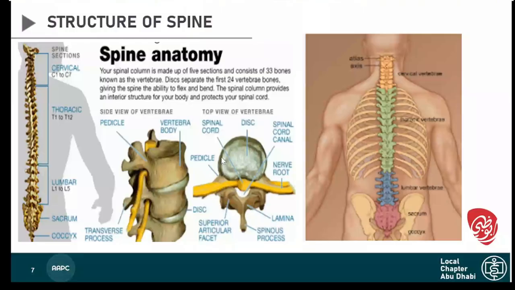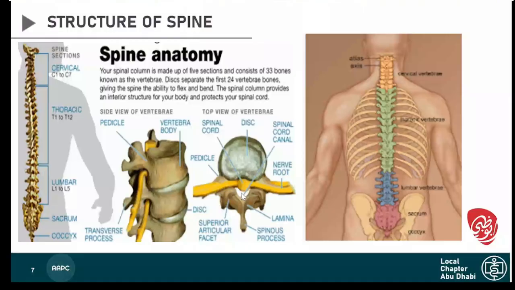In the posterior side, it has three projections. The side projections go side to side, and the middle projection is there. This middle projection is known as the spinous process, and the side projections are known as the transverse processes. In between these processes, there is the lamina, a bony structure. Then we have a central space here. This is known as the foramen.